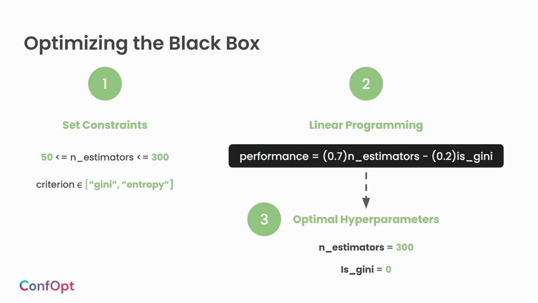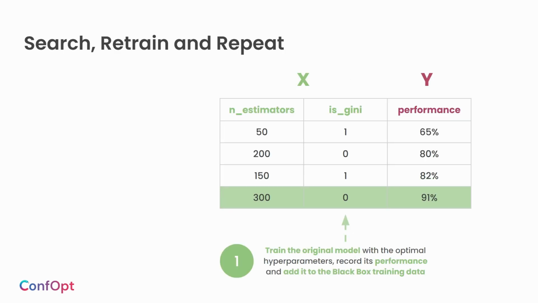Now, once I have my optimal hyperparameters, what I think are the optimal hyperparameters at this moment, given my estimate of the black box function, I then want to train an actual machine learning model, my random forest model, on these optimal hyperparameters, see how well they worked in practice, record the true performance, and then add that data back into my training data.